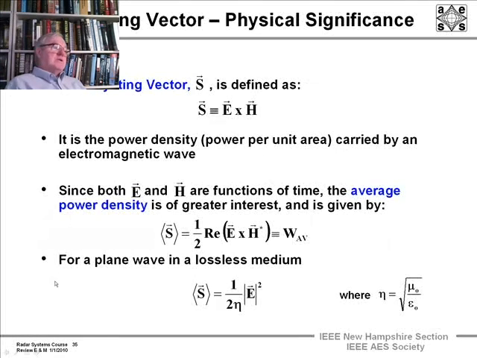There are two other quantities of physical significance I'd like to define here. The Poynting vector is the power density per unit area in the field carried by the wave, and it's just E cross H. It's S, the Poynting vector. And since the E and H fields are functions of time, we usually deal with the average power density, which is just 1/2 the real part of E cross H. That's this quantity. And for a plane wave in a lossless medium, we get this quantity, where this is the impedance of free space, the average Poynting vector.